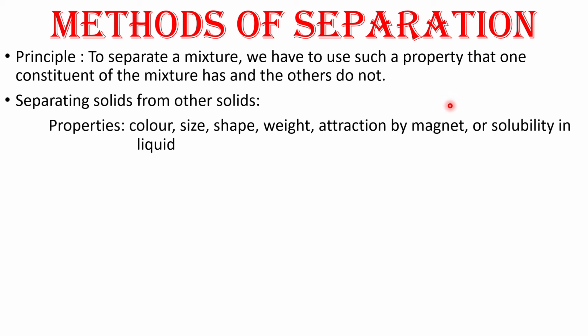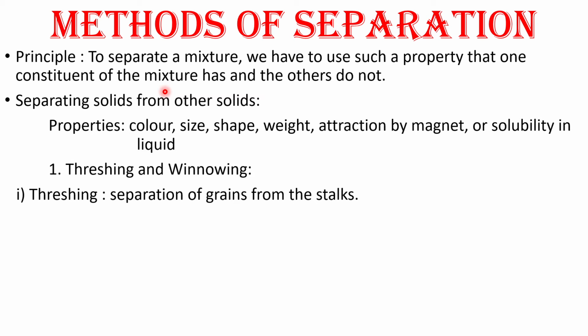Again, on the basis of color, size, shape, weight, or solubility in liquid, with these properties you can separate solids from other solids. Let us take an example of threshing and winnowing. What does threshing mean? Threshing is an agricultural method in which separation of grains from stalks is done.